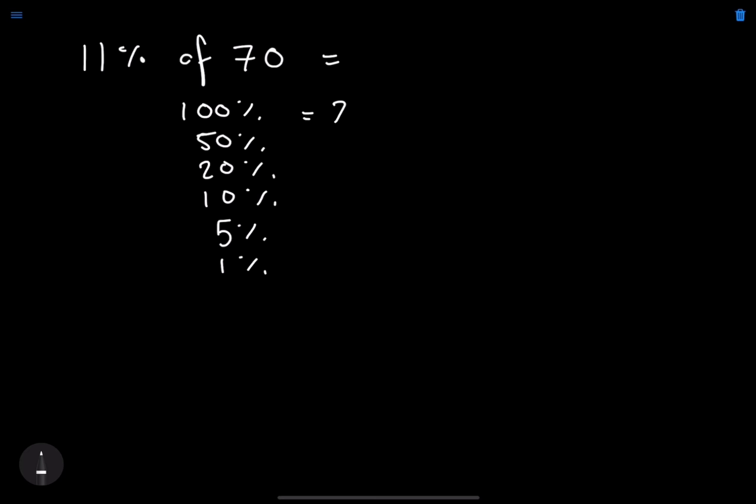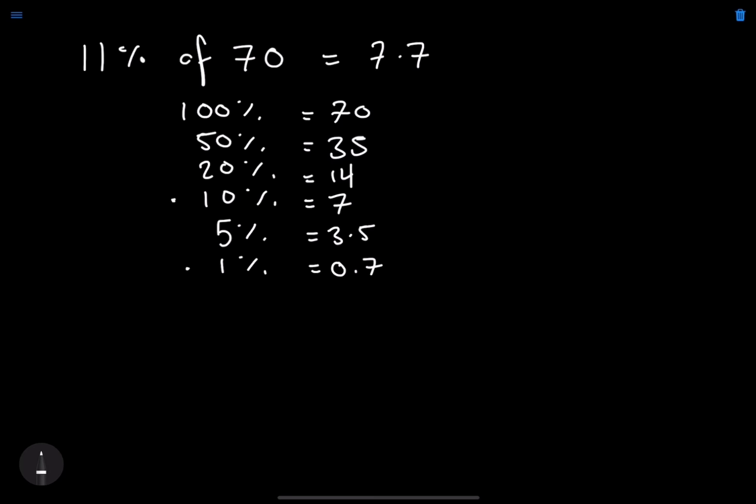So, if we run through first what is 100% of 70, we know that to be 70. And then we halve that to get 50%, so that's 35. And then to get 20, sometimes it's a bit more difficult, but we can definitely get 10 easily enough, which is 7. And then we'll just double that to get 20. Then half of the 7 is 3.5, and then 1% is 0.7. So now all we have to do is add up the 10% and the 1%. So 11% of 70 is 7.7.